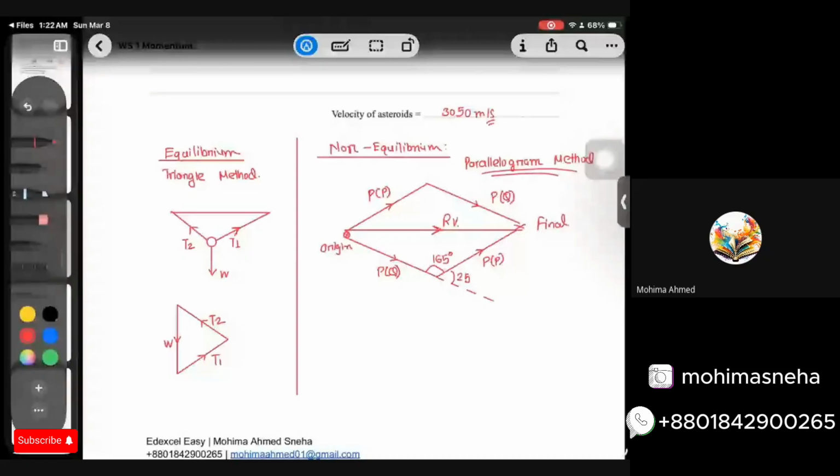Since I'm going to draw a scale diagram, the momentum of P and Q have to have a constant ratio with the original value, and whatever length I draw on my graph paper, they must have a constant ratio. I cannot just randomly put anything in the graph. So I have to do a scaling there.